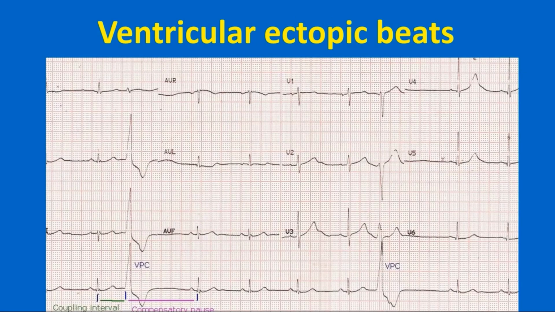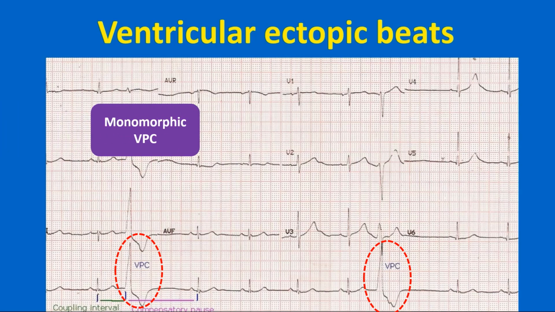Basic rhythm in this ECG is sinus rhythm at around 60 per minute. There are two wide QRS complexes seen in the lead 2 rhythm strip. Both are of similar morphology, hence they are called monomorphic VPC. Monomorphic VPCs are usually unifocal and have the same coupling interval. Coupling interval is the interval between the onset of the previous normal QRS complex and the ectopic QRS complex.